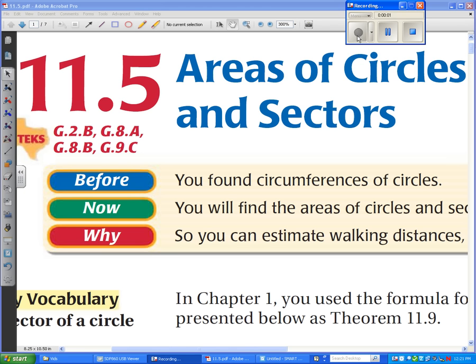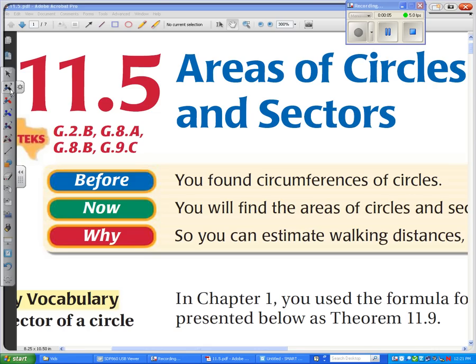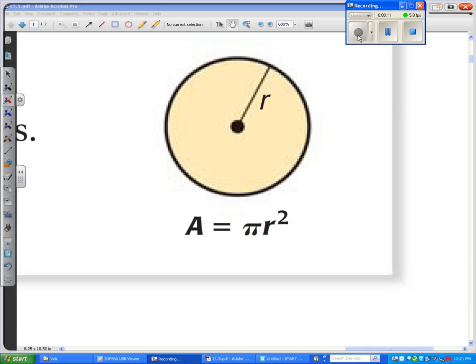All right, 11.5, areas of circles and sectors. Circles, easy business. Sectors are just the parts of the circles given some ratio of the angles. This is the formula for the area of a circle. You should have had a lot of practice on this in middle school. Pi r squared. So if you're given d, you would just divide by 2 because that's the radius, and then plug it into the formula to find the area.